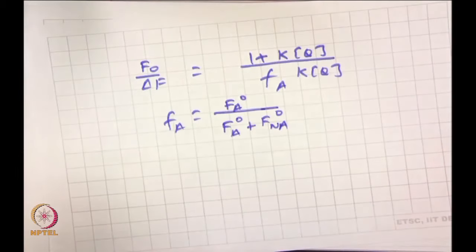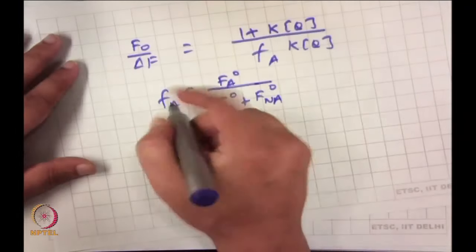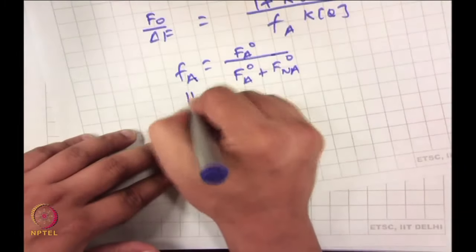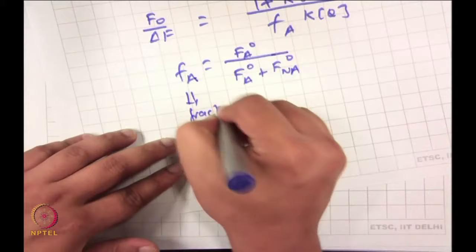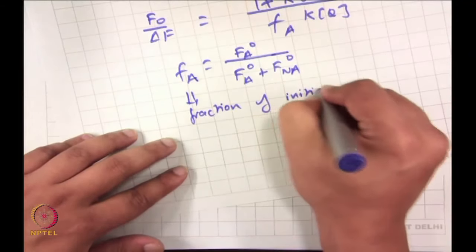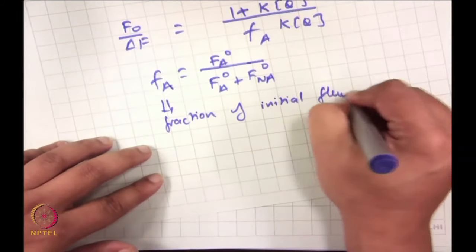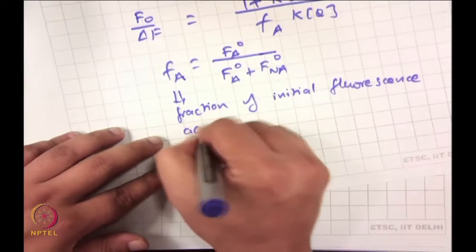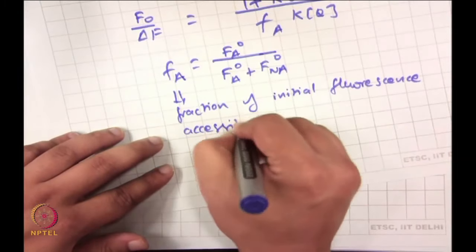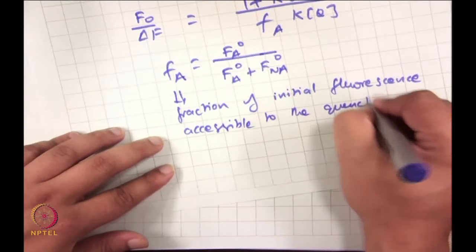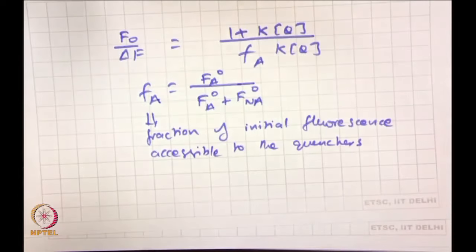Now, this is important to understand what F a is. F a is the fraction of initial fluorescence accessible to the quenchers. Now, this is what is important.